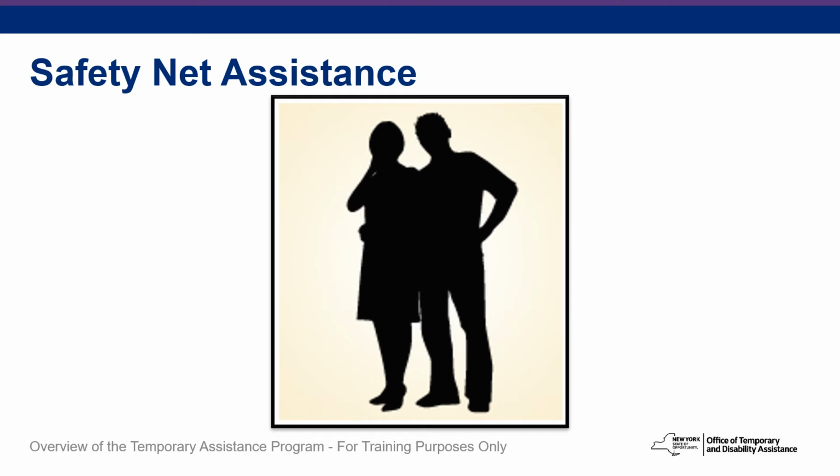Individuals may receive cash SNA for a total of 24 months. After 24 months, if still eligible for SNA, the assistance is paid directly to the landlord or mortgage company, and then the utility and heating companies. Any grant remaining is issued as cash to the recipient.